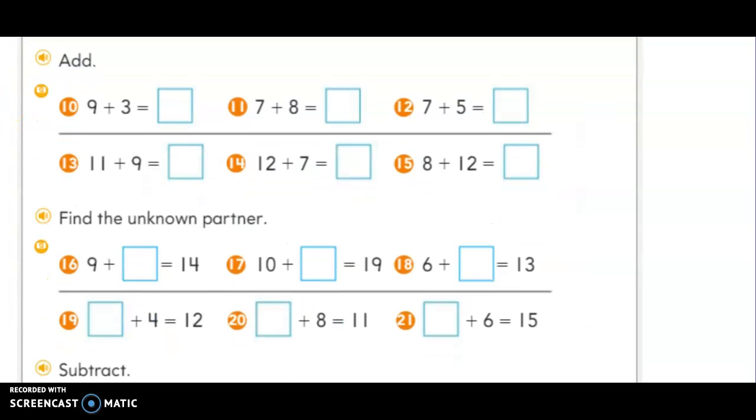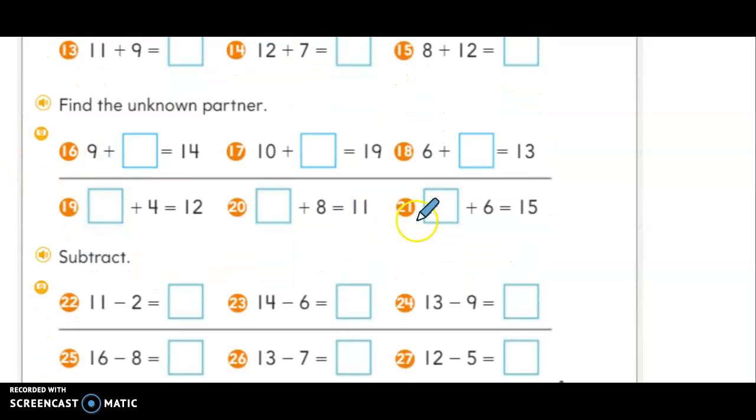Okay, on the back side we have some fluency here. We just want you to use any method that you want to add these numbers, okay? You can use count on, you can use Make a 10, you can draw a picture if you really have to. And then for number 16 through 21, I want you to notice that the unknown box is now the partner. Okay, before we were looking for the total, now it's the partner. The answer inside this box cannot be larger than this number right here. Please do not add these two numbers together.